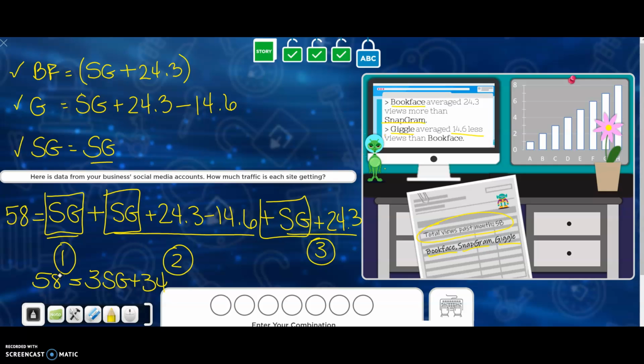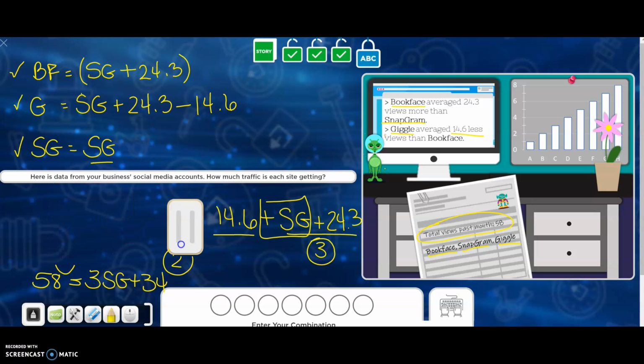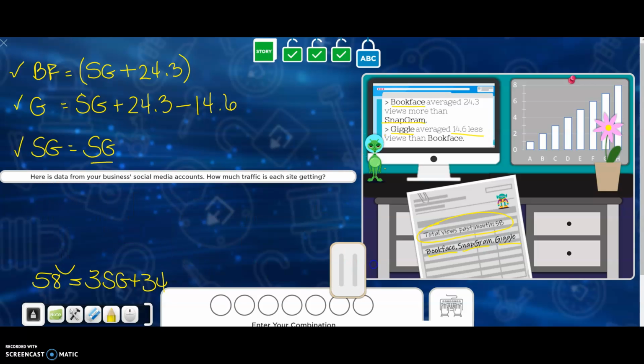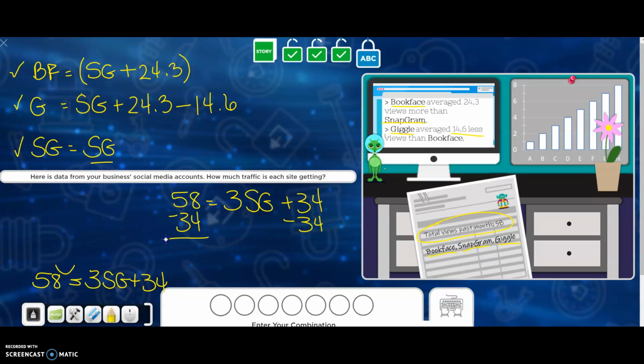So I'm going to now erase this because I have a much simpler equation now. And I can solve 58 is equal to 3SG plus 34. And to solve an equation, I'm going to isolate the variable. So I'm going to get rid of any addition or subtraction first. To get rid of this positive 34, I need minus 34. And this is my additive inverse property, so that becomes 0, and I'm left with 3SG.